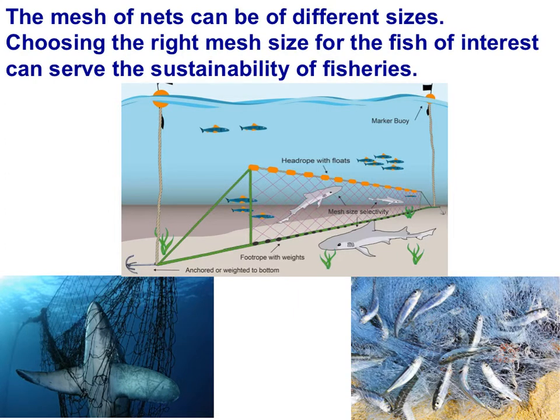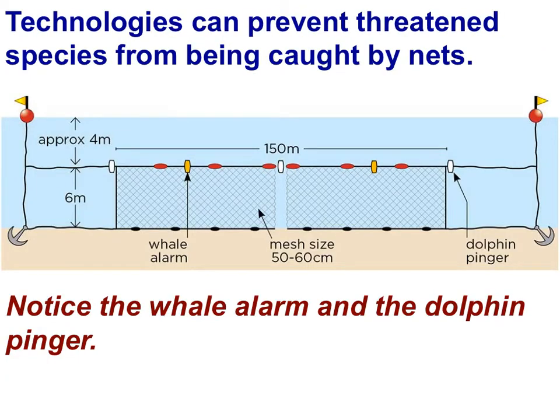Nets can have different mesh sizes. Choosing the right mesh size for the fish of interest can serve the sustainability of fisheries. Technologies such as alarms and pingers can prevent threatened species from being caught by the nets.